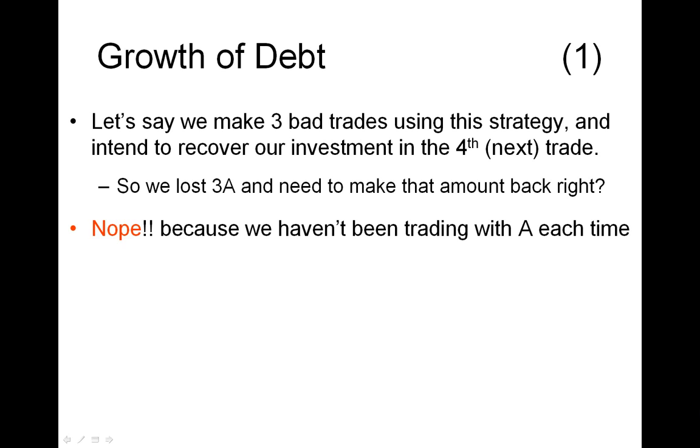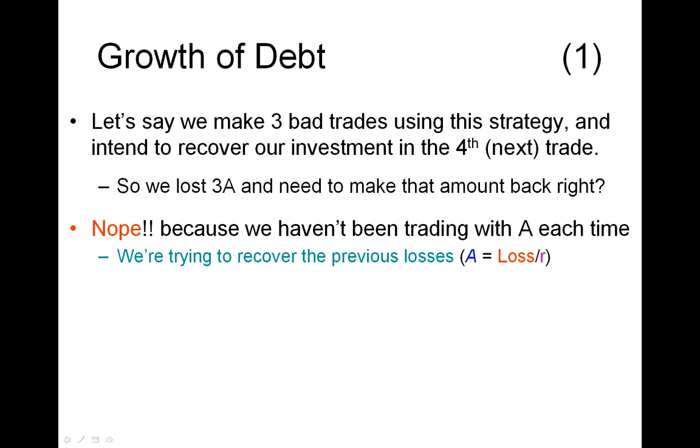Not quite. Remember, we haven't been trading with A each time. As per the Martingale strategy, each time we're trying to recover previous losses, we have to up the amount that we're investing. Therefore, on the 4th trade, we're not trying to recover 3A. It's not A, the first trade, plus A, the second trade, plus A, the third trade. It's more than that. If we're trying to recover all of the previous losses, the amount we're investing, A, is not fixed on each trade. It's changing.